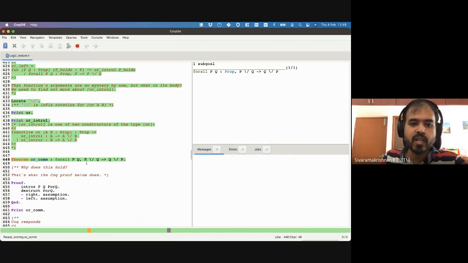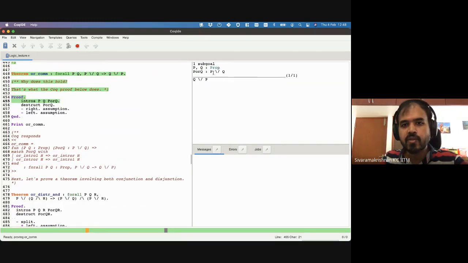So I want to show that P or Q implies Q or P. I mean, you should believe that this holds. If any one of these holds, you can always construct this proof. If P holds, then you can construct this one, or if Q holds, then you can construct this one. So let's look at the proof. So again, do the introductions. So P or Q is part of the assumptions, and Q or P is part of the goal. I want to show that Q or P holds.